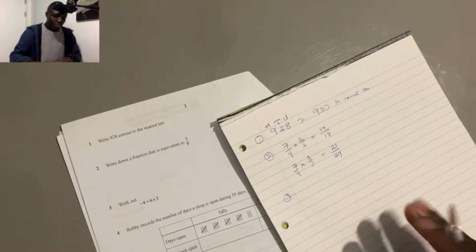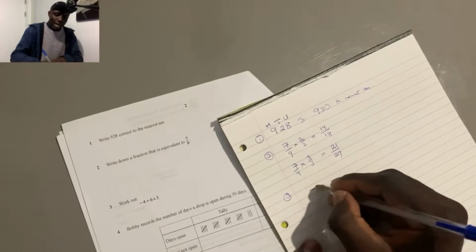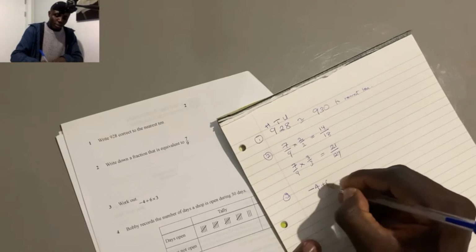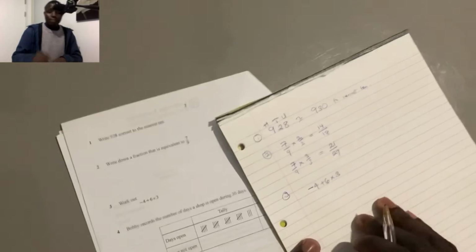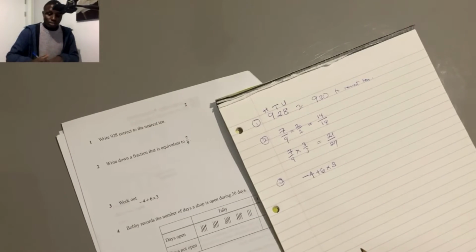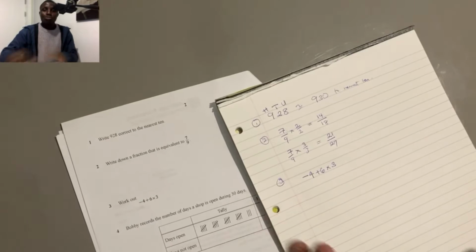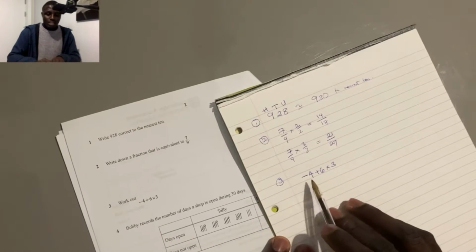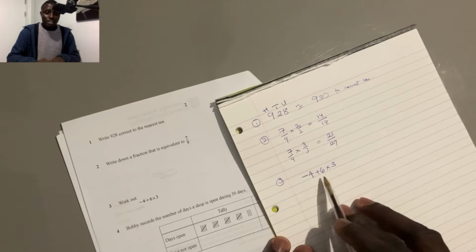We are asked to work out -4 plus 6 multiplied by 3. Please stay with me. These are just elementary questions. We are still going to get to the most demanding one, but I want to take you through all the processes. Now, this is -4 plus 6 times 3.